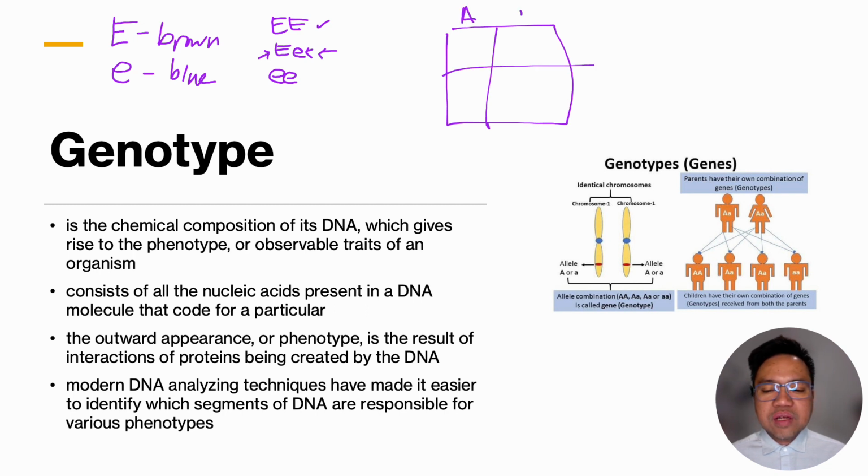Uppercase A and lowercase a, uppercase A, lowercase a. So you will have there uppercase, uppercase. So this will be a normal person without cystic fibrosis. Uppercase A, lowercase a. So this is a person who is a carrier. This is a person who is also a carrier. And this is a person with no functional allele, who has cystic fibrosis.